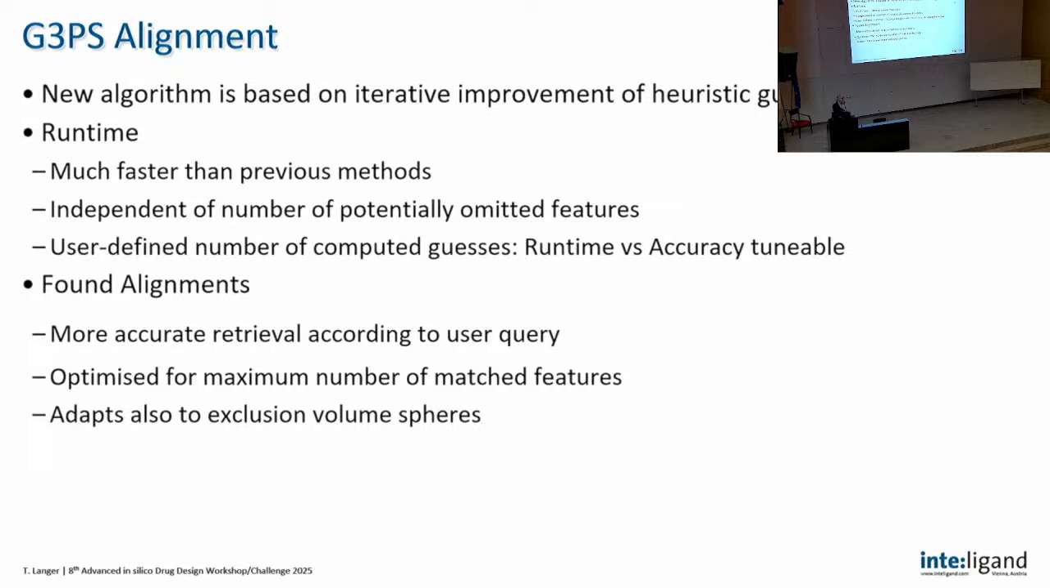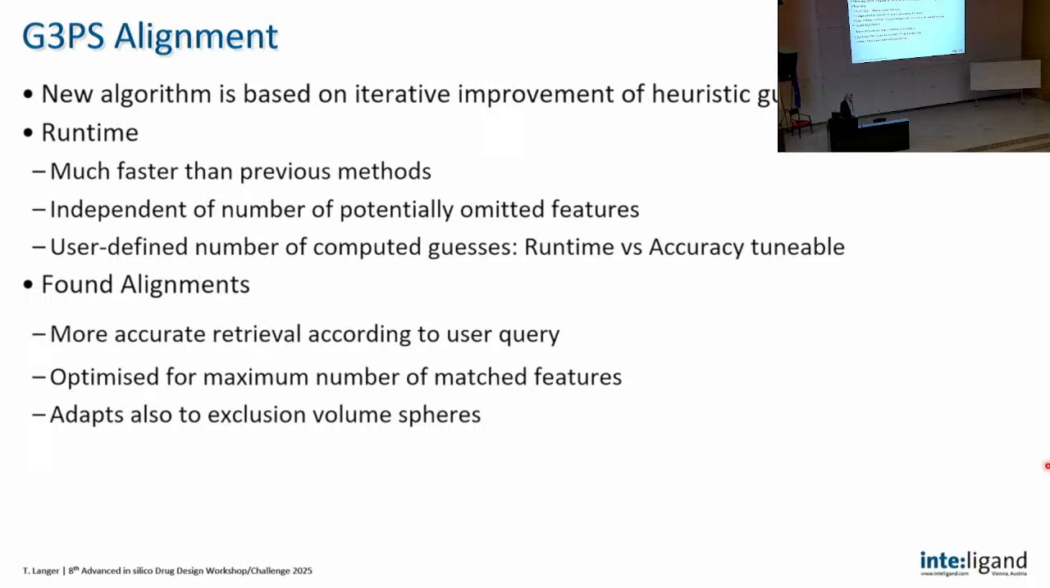If you want to be precise, but a little bit slower, because you have all the compounds in-house and you don't need to buy them, and you want to retrieve all the ones that fit, then you go with a higher number of guesses. So it's runtime versus accuracy that can be tuned. And the found alignments are more accurate according to the user query and optimized for maximum number of matched features.